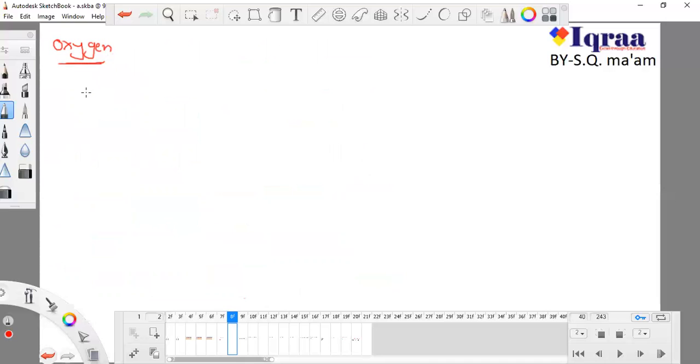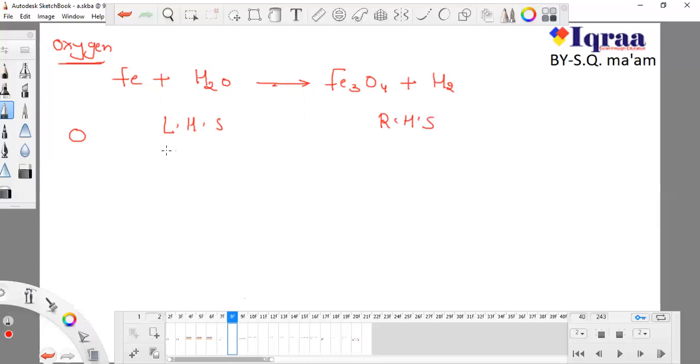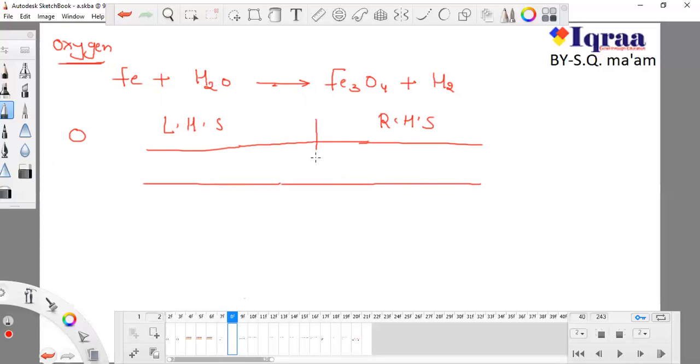Okay, what should we do? Just write the equation again. And now we will only balance oxygen. This is our left hand side and this is the right hand side. It is better if you do this with a pencil, so you don't mess up and can rub out your work.